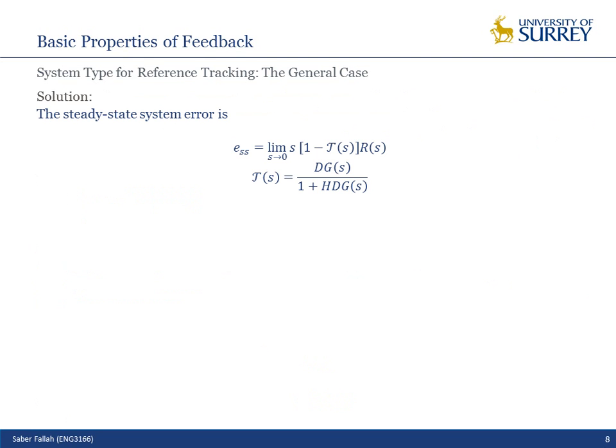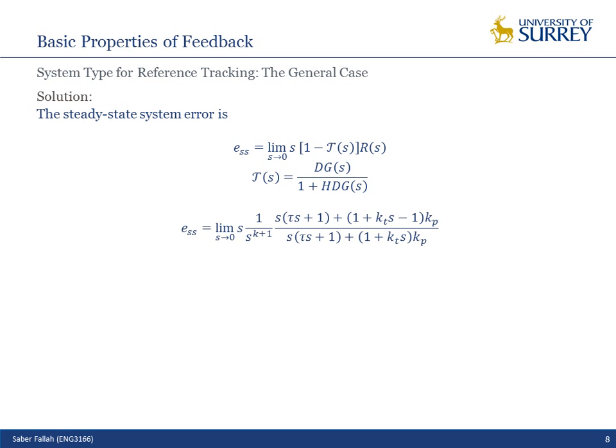Let's choose the second method. Calculate the steady state error from this. The steady state error we calculated is the limit of s times (1 minus T(s)) R(s), where T(s) is DG(s) over 1 plus H D G(s). We have the formulas for H, D, and G in the example. If I substitute H, D, G, I will come up with this ratio here.